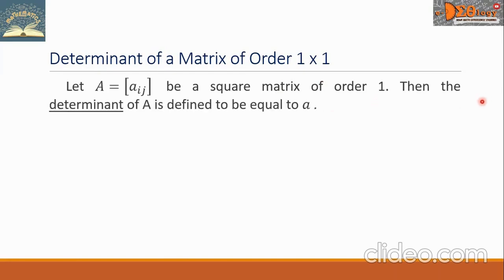We go now to determinant of a matrix of order 1 by 1. Let capital A equals the matrix with element A sub ij be a square matrix of order 1. Then, the determinant of A is defined to be equal to A. Example, if matrix A equals the 1 by 1 matrix with element 7, then the determinant of matrix A equals that element 7.